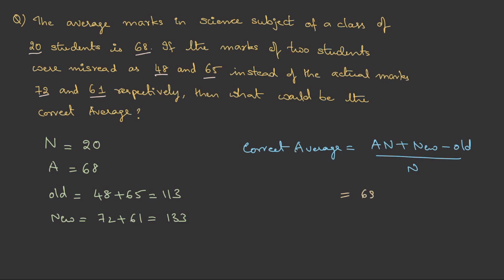So this is 68 into 20 plus 133 minus 113, upon 20. When you solve this, this will be 69. This is the answer. So that was the lecture on corrected average.